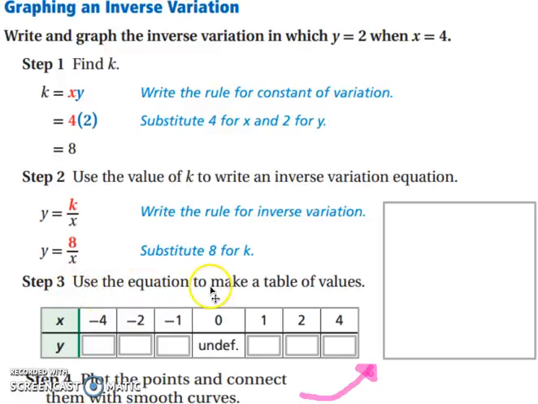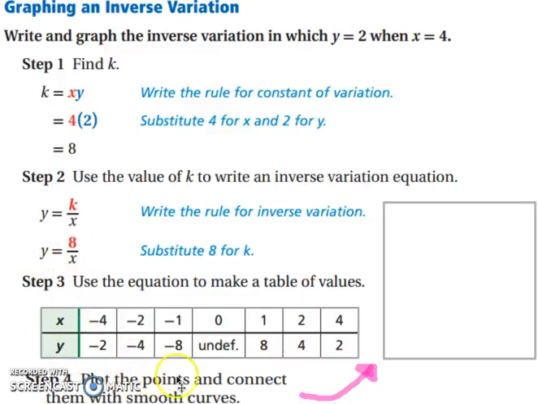So now let's use the equation to make a table of values. So we're simply going to plug in our x value, and then we're going to do 8 divided by negative 4, which gives us negative 2. Then we have 8 divided by negative 2, which gives us negative 4. 8 divided by negative 1, which is negative 8. Remember, we can't have a 0 because it makes it undefined. 8 divided by 1 is 8. 8 divided by 2 is 4, and 8 divided by 4 is 2. So once again, we just substitute our values of x in and get our output y.